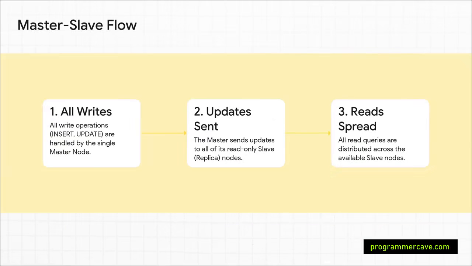So let's trace how the data actually flows. Say a user writes a new comment. That's a write operation, so it goes to one place and one place only, the master database, which we also call the primary. As soon as that data is saved, the master turns around and sends that update to all of its copies, the slave nodes, or replicas. Now, when tons of other people want to read that comment, their requests get spread out across all those less busy replicas. Simple and effective.